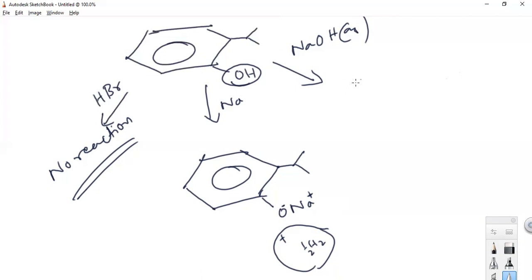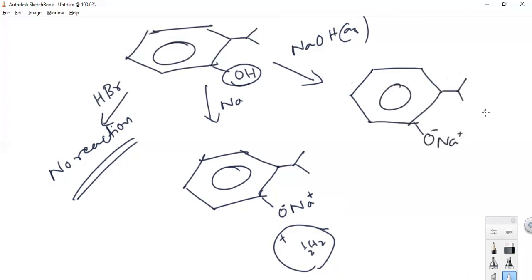Now over here, when we add sodium hydroxide, this also acts the same way. This is an acid, this is a base, so some acid base neutralization reaction occurs here, and the reaction should be, this is our ONa, Na plus and O minus, with some byproduct of water. Okay, got it? So this will be our reaction.